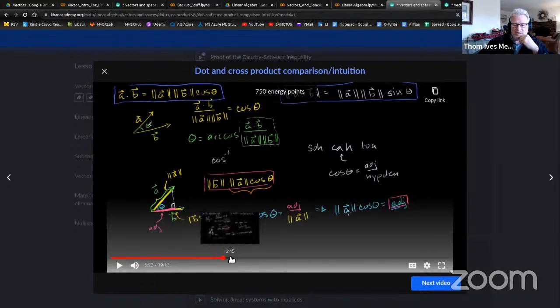So he's just giving more intuition here. This is a mnemonic to help you remember sine, cosine, tangent: SOH CAH TOA. So cosine theta is adjacent over hypotenuse. That's his little mnemonic trick, memory trick. So we've got adjacent over hypotenuse.